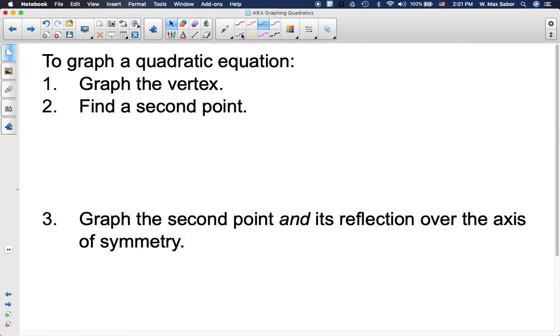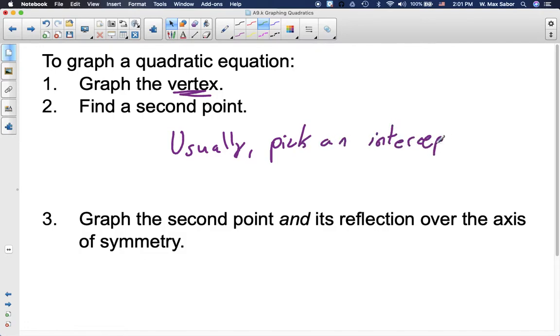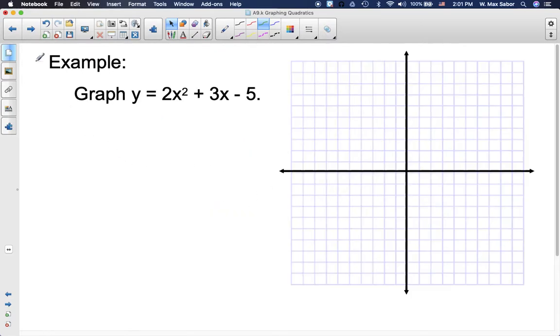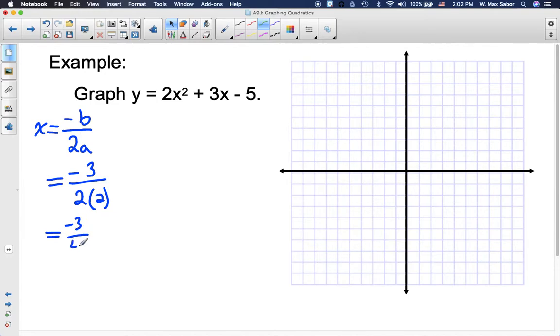But the faster way is to graph the vertex, because you have to have the vertex, and find a second point. Usually pick an intercept, either x or y intercept. You graph the second point and its reflection over the axis of symmetry, and that's enough to graph our function. So for the vertex, we'll use x equals -b over 2a. B is 3. A is 2. So the x-coordinate of the vertex is -3/4.